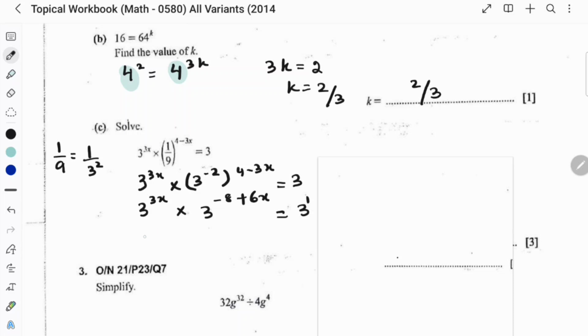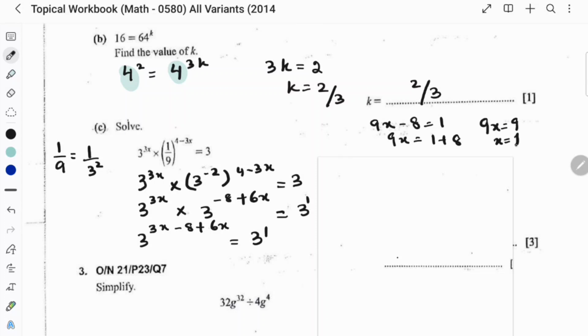Okay, now adding all the powers: 3 to the power 3x minus 8 plus 6x equals 3 to the power 1. So now 3x plus 6x is 9x, minus 8, equals 1. You can write down 9x minus 8 equals 1, so 9x equals 1 plus 8, and 9x equals 9, and x equals 9 over 9, which will be equal to 1 in this question.